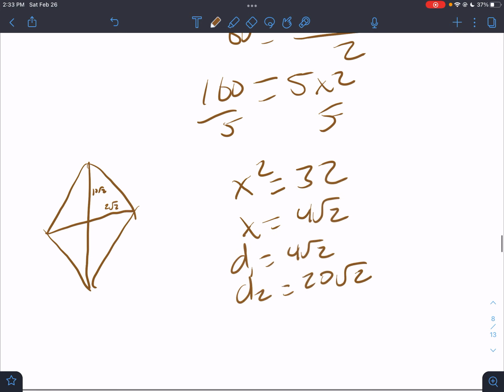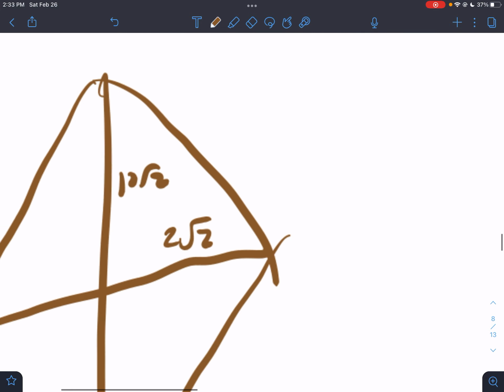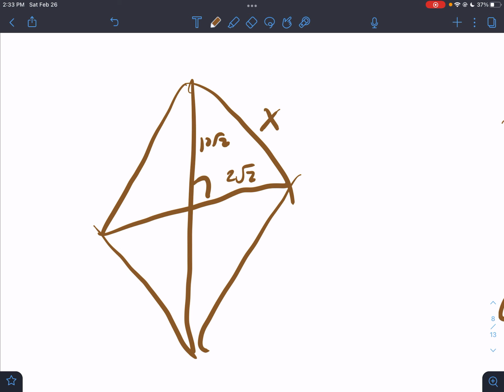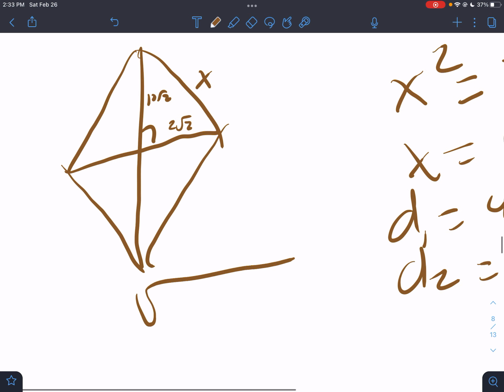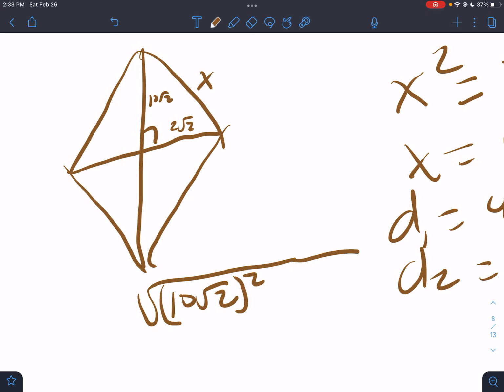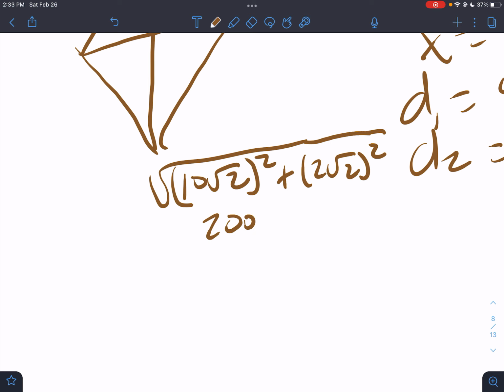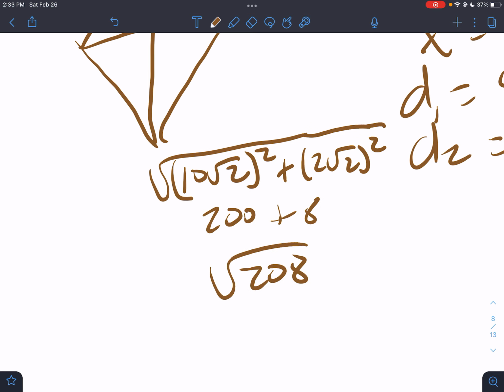And to get the answer, which is the perimeter, I'm going to need this side. I'm going to call it x. Well, on a rhombus, that's going to be Pythagorean theorem. That is going to be the square root of (10 root 2) squared plus (2 root 2) squared. If you don't use the parentheses, you're going to get it wrong if you're using a calculator. (10 root 2) squared is 100 times 2. That's 200. (2 root 2) squared is 4 times 2. That's 8. That's the square root of 208.